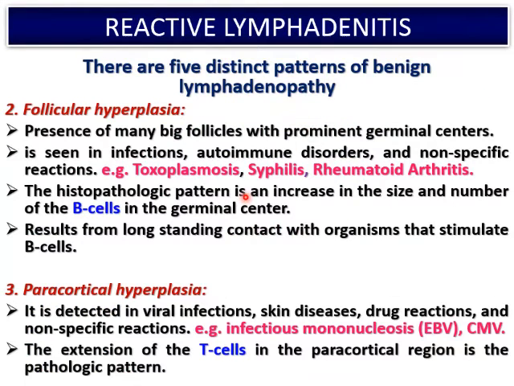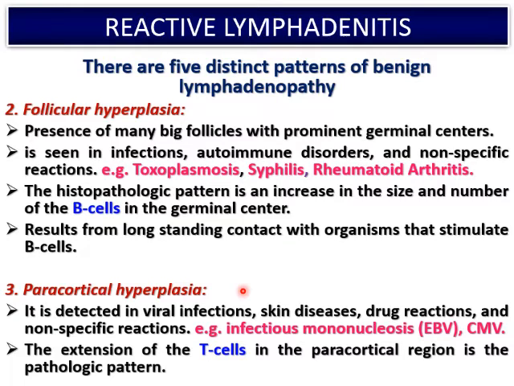The second type of reactive lymphadenitis is follicular hyperplasia. Usually it affects the lymphoid follicle, and is characterized by the presence of enlarged lymphoid follicles. It occurs in autoimmune disease and some infectious diseases like toxoplasmosis and syphilis. Under the microscope in this type of lymphadenitis we have an increase in the size and number of the lymphoid follicles, which are characterized by the presence of B cells.